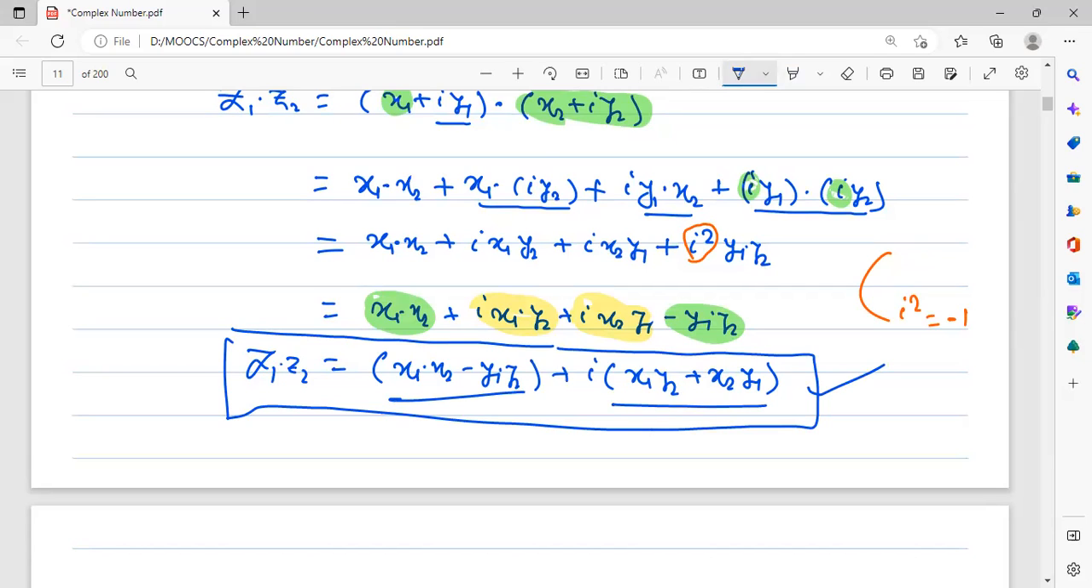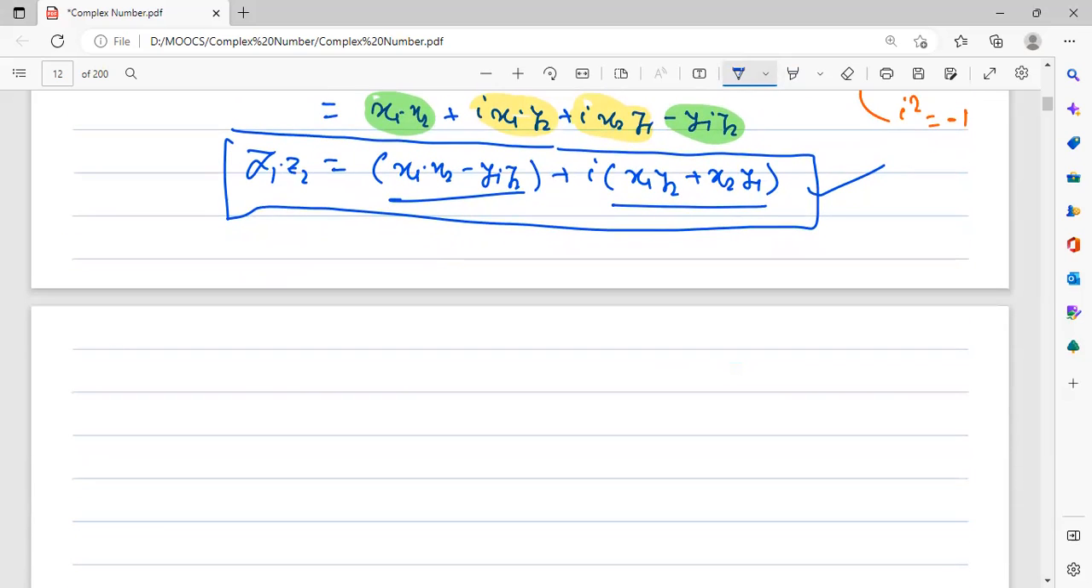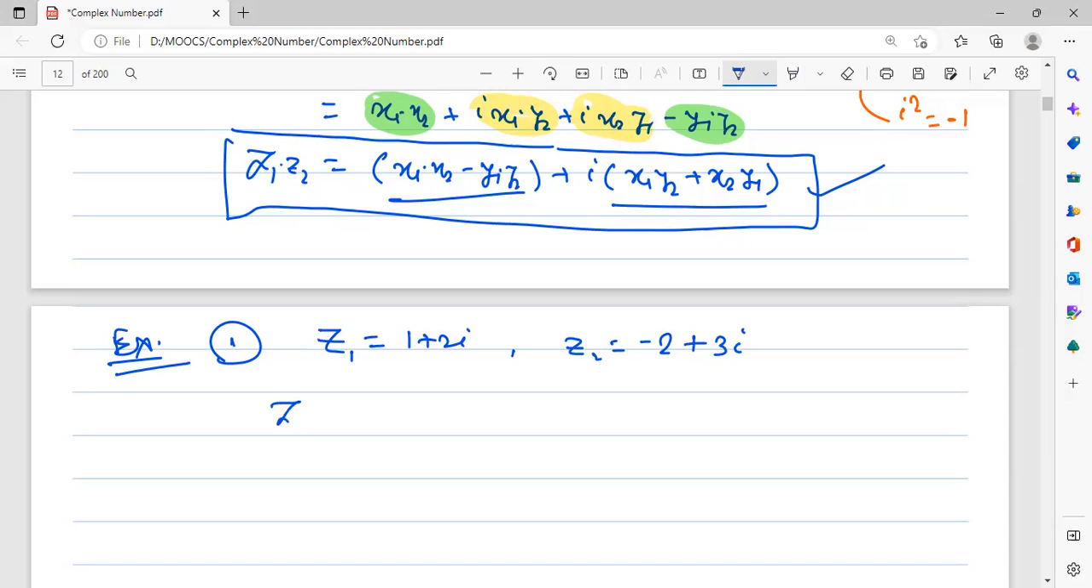And how this works geometrically, we will discuss after some time. Before that, I will take some examples. If my z1 is equal to 1 plus 2i and z2 is equal to minus 2 plus 3i, find z1 into z2, which is equal to 1 plus 2i into minus 2 plus 3i.